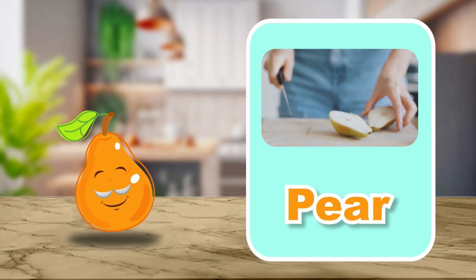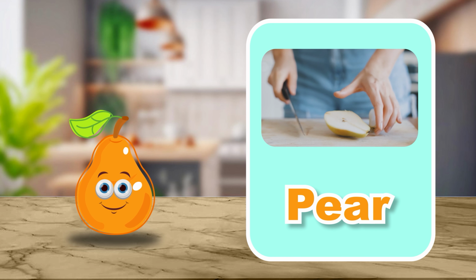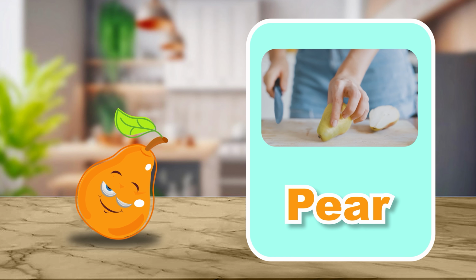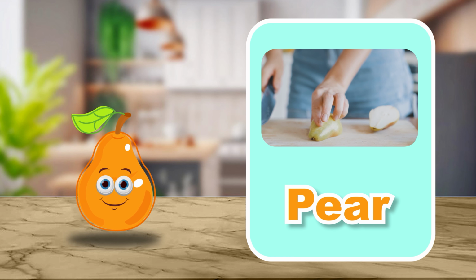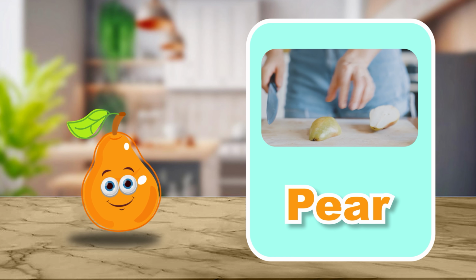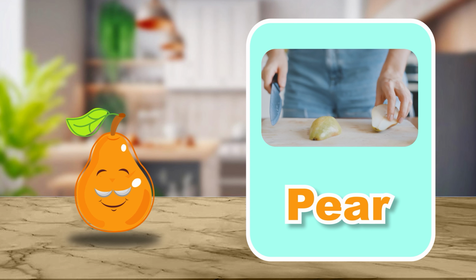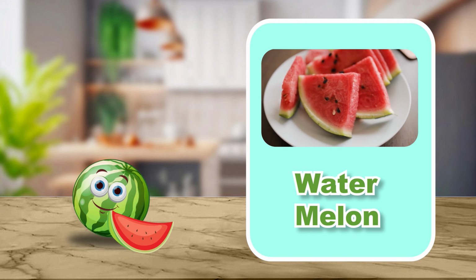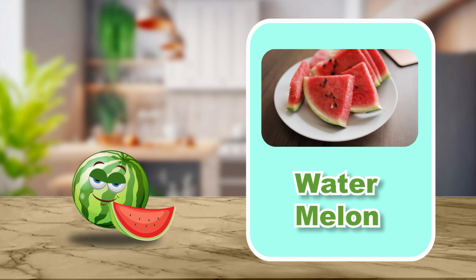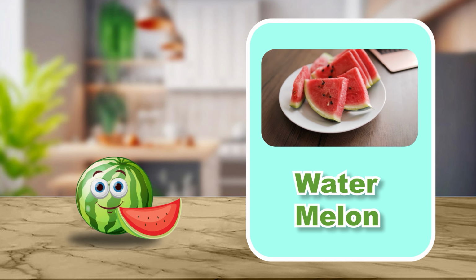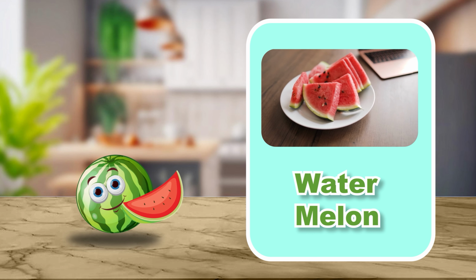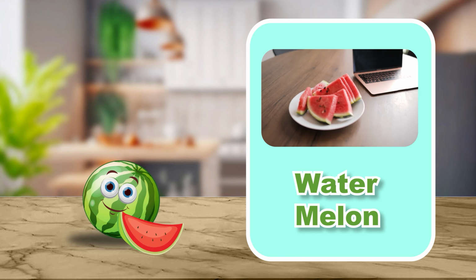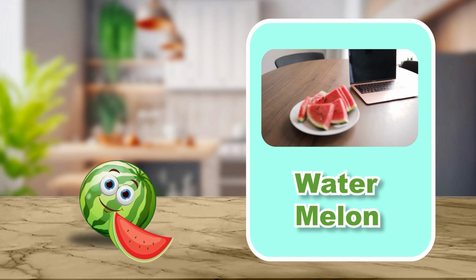Pear. Let's spell it. P, E, A, R. Pear. Watermelon. W, A, T, E, R, M, E, L, O, N. Watermelon.